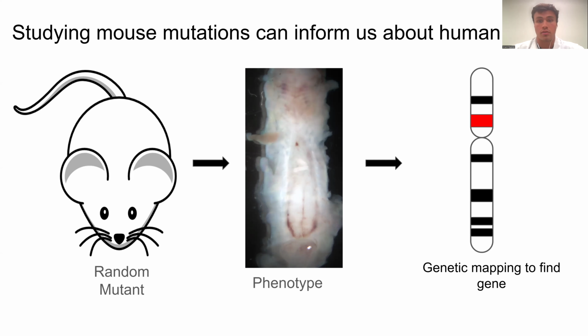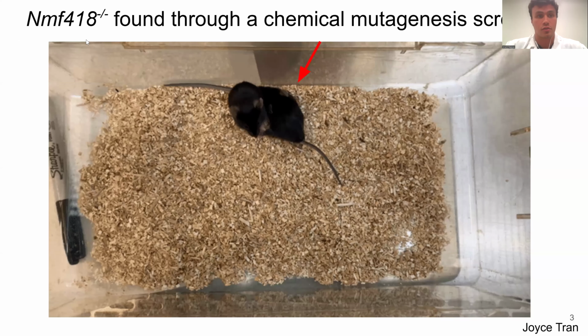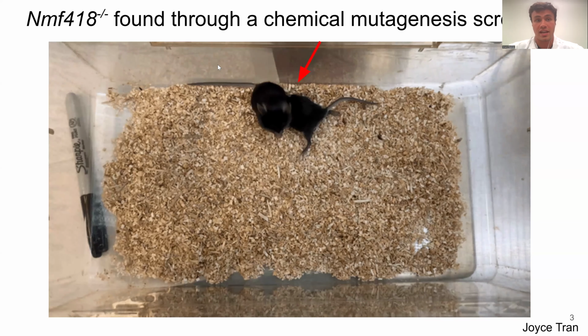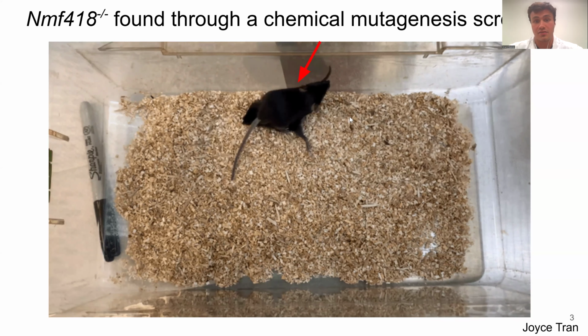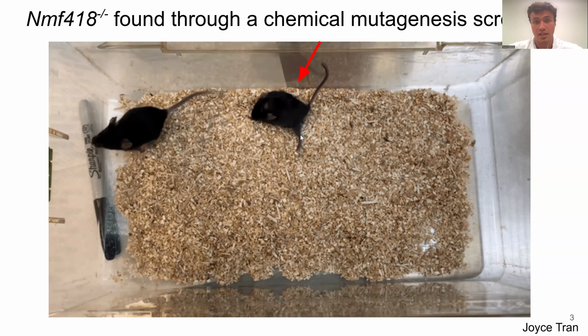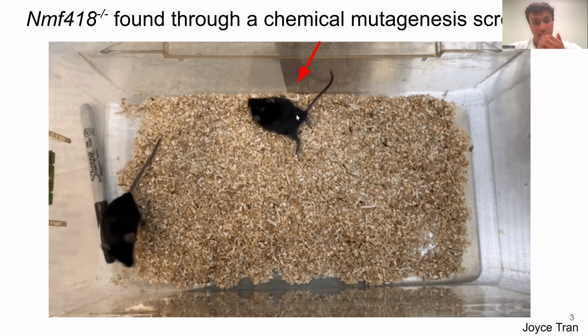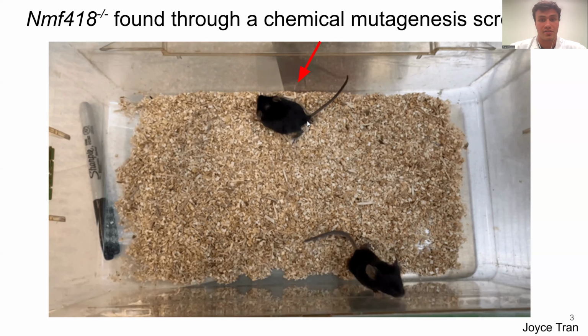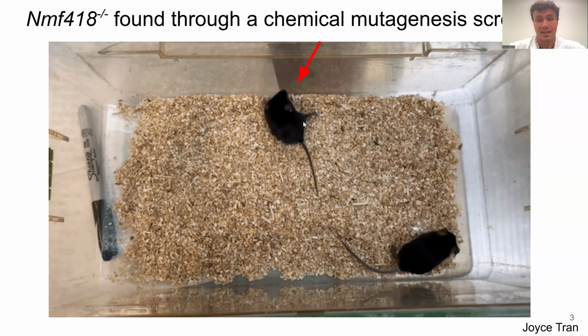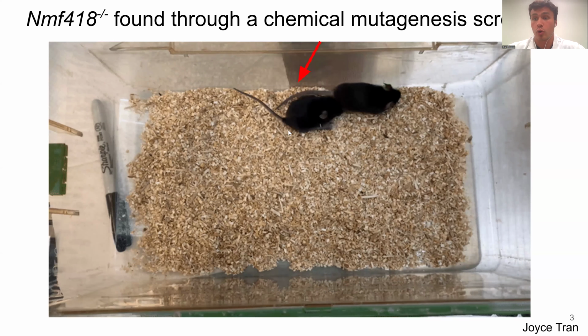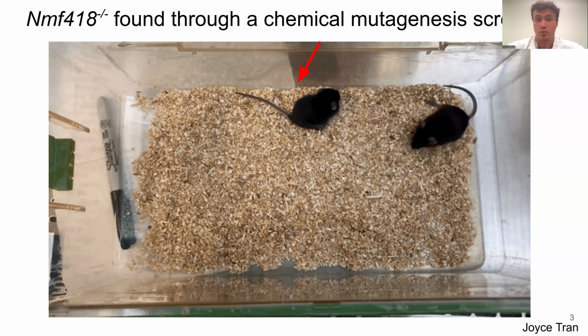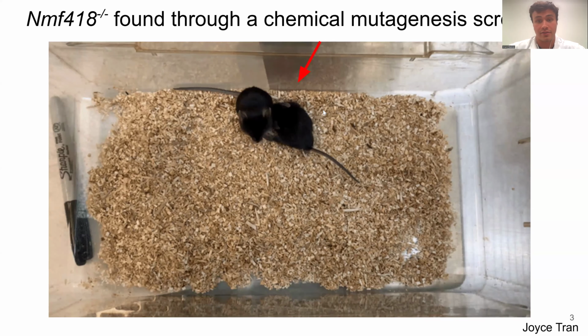And so my specific project was started through the generation of the NMF418 homozygous mutation through ENU chemical mutagenesis. And these mice exhibit severe hind limb hypotonia. As you can see here, this mouse indicated by the red arrow has very low tone in its hind limbs and it cannot move particularly well. And these mice rarely survive to adulthood. Only about 4% of the mice we would expect to live to adulthood actually survive.